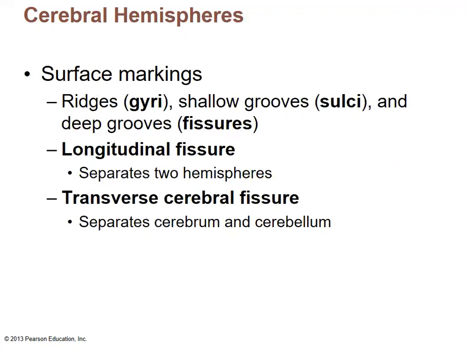All right, next are our surface markings. I'm going to give you a brief description of each that's located on the very first bullet, where it has ridges, gyri, shallow grooves, which are the sulci, and deep grooves.